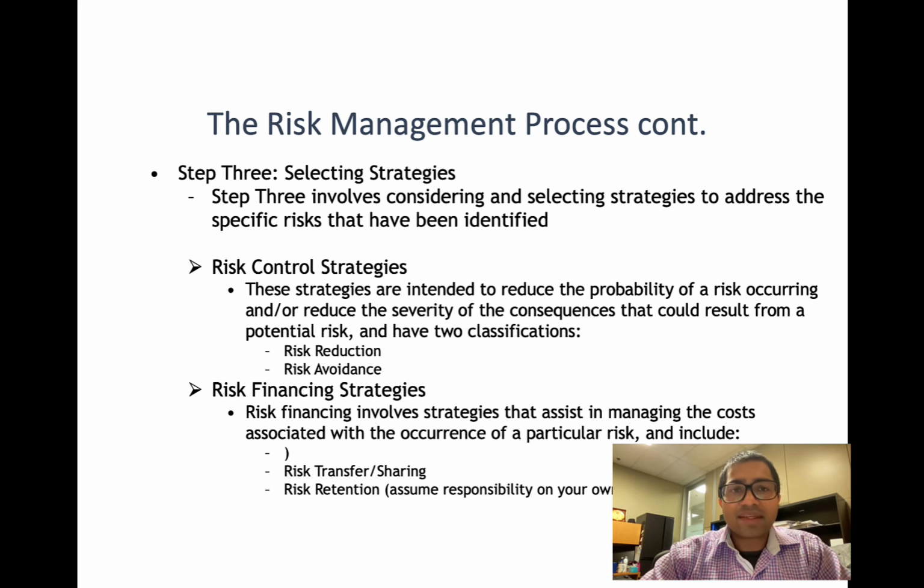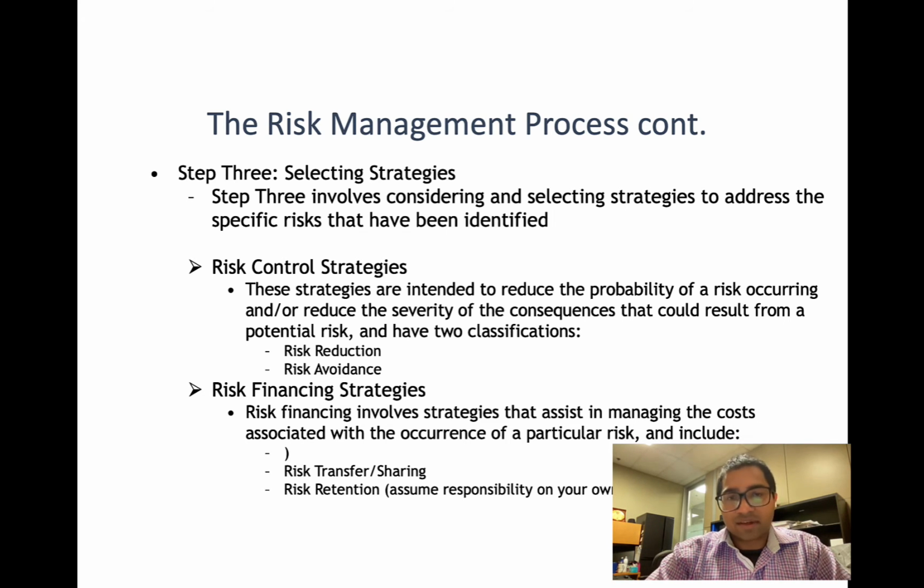The step number 3 is selecting strategies. So step number 3 involves considering and selecting strategies to address the specific risk that has been identified. So there are risk control strategies. These strategies are intended to reduce the probability of risk occurring or reduce the severity of consequence that could result from a potential risk, and have 2 classifications: risk reduction and risk avoidance. So how do you control risk that you face? You can reduce it or you can avoid it.